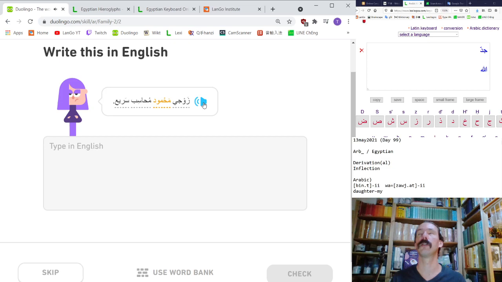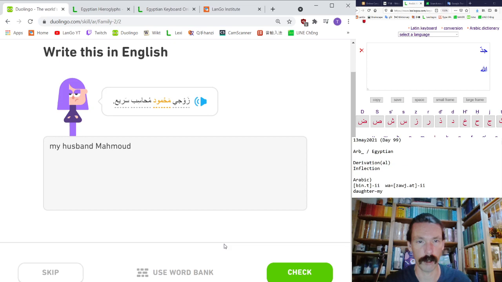Zawji Mahmoud muhasib sari'. Muhasib was a count. Muhasib. Sari', fast. Sari', in a hurry. Alright, my husband Mahmoud is an accountant. Yeah, this is a sentence too. We had a complex subject noun phrase with the noun and the name. The noun being possessed, the husband one, and then the rest of the sentence, accountant who is fast, is the comment on it. A fast one, rather. Accountant. Muhasib.